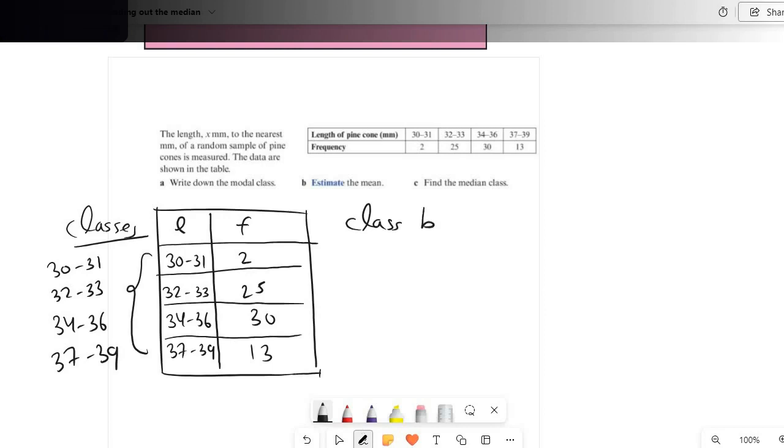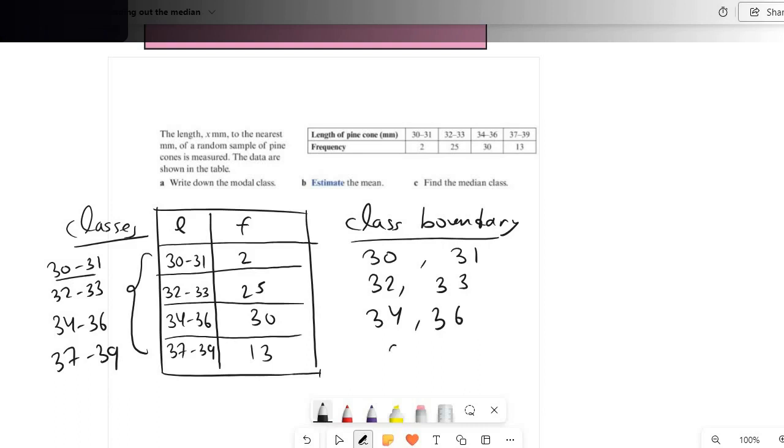Now, let us look at something that you call a class boundary. So the class boundaries are going to be the endpoints of that specific class. For example, for the class 30 to 31, the class boundaries are 30 and 31, where 30 is the lowest boundary and 31 is the highest boundary. For the next one, 32 and 33, 32 is going to be the lowest boundary and 33 the highest. The next one is going to be 34 and 36, and similarly 37 and 39.